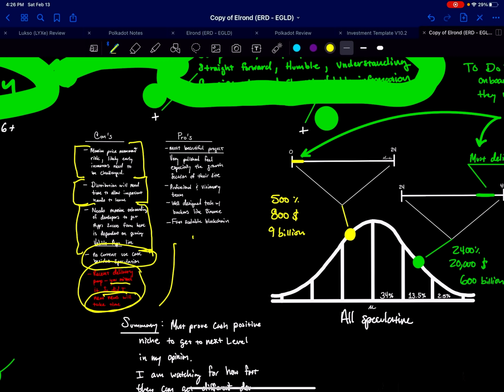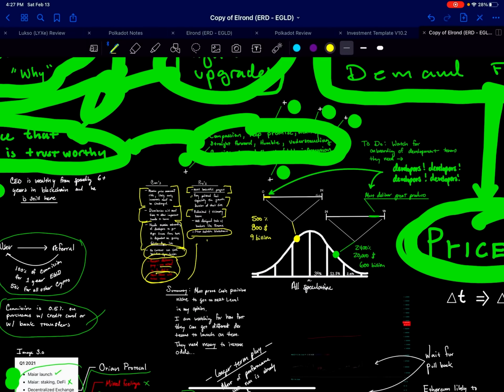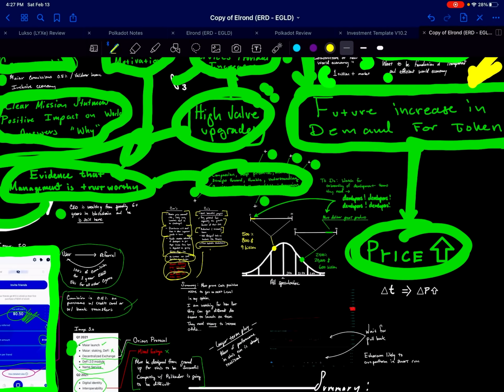As far as it being the most beautiful project I've seen in a sense, from looking at the front end and looking at the blockchain and looking at their documents and looking at their analytics, it was beautiful and well structured. So they're very professional, a very, very polished feel, especially for the growth section of their site. I suggest you go check that out. They're a professional and visionary team, with well designed tech and backers like Binance, and they got big pockets backing them. And they have a beautiful, fast, sustainable blockchain with unique technology. So it's a very solid project in my opinion.